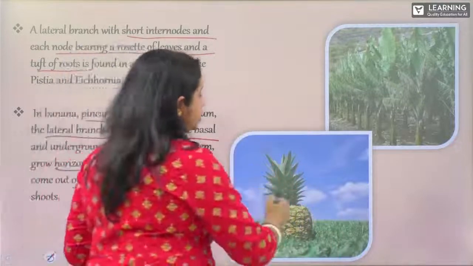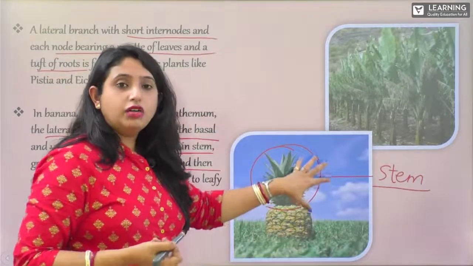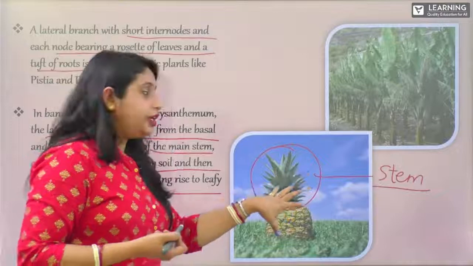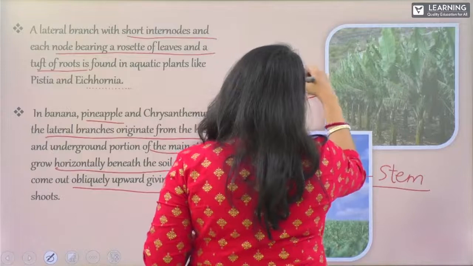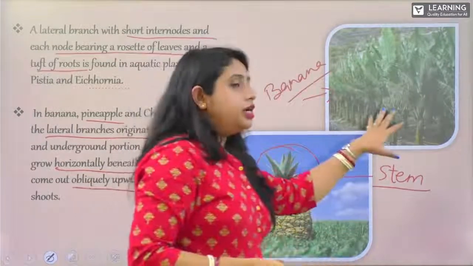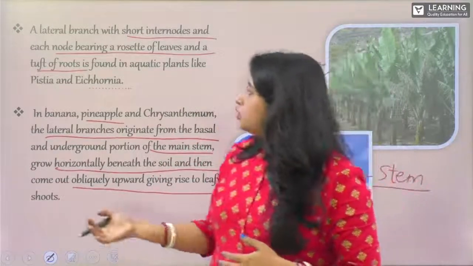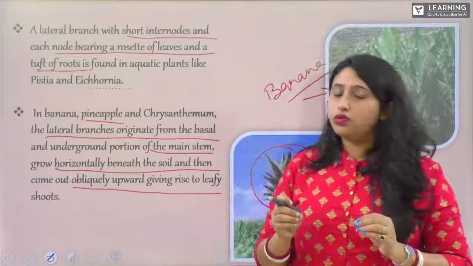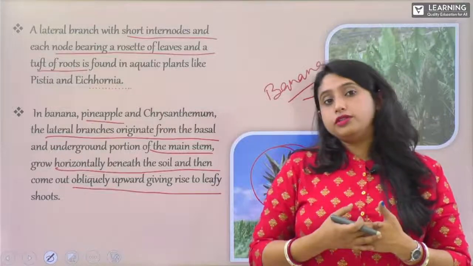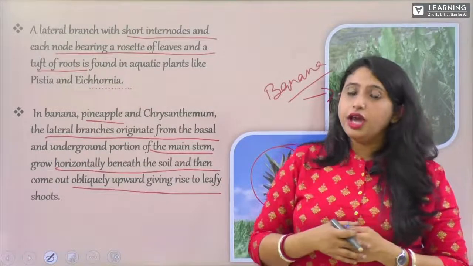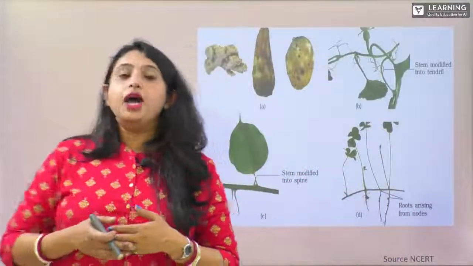So these are actually the stem. They have modified themselves, come out and appear like leafy shoots. In case of this banana also, the underground stem modifies itself into leafy shoots. So this is all about the various types of roots, the function of the stem, and why the stems modify themselves, right? In today's class, we have learned about your root system and the shoot system.